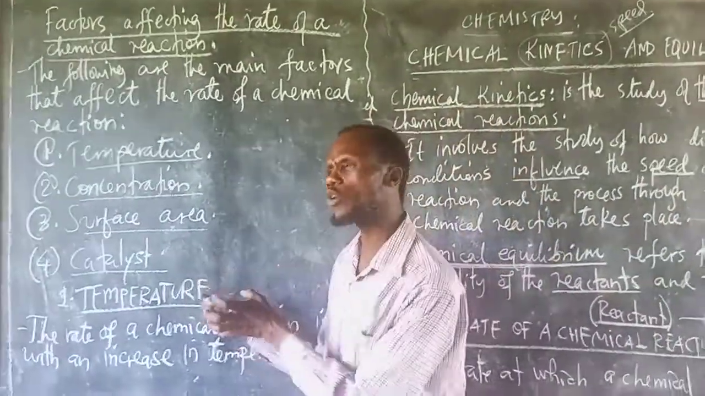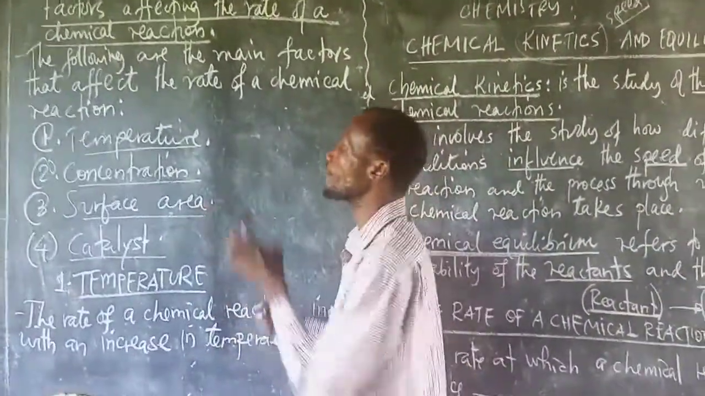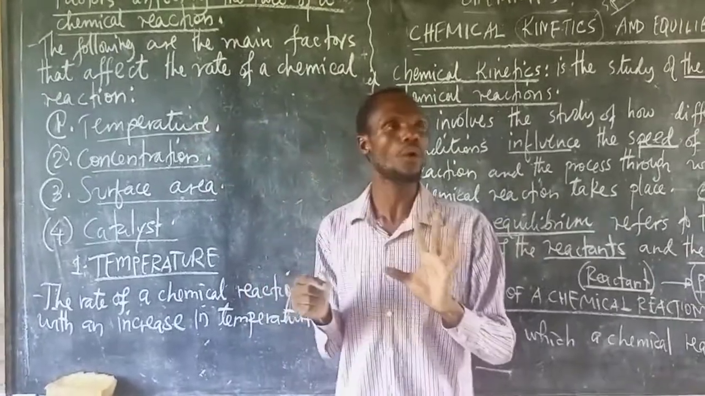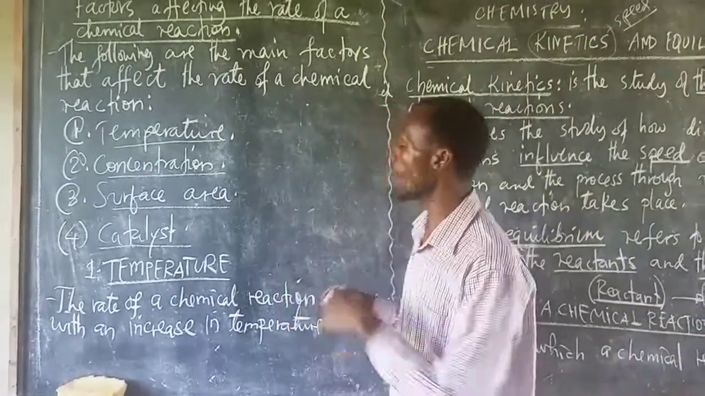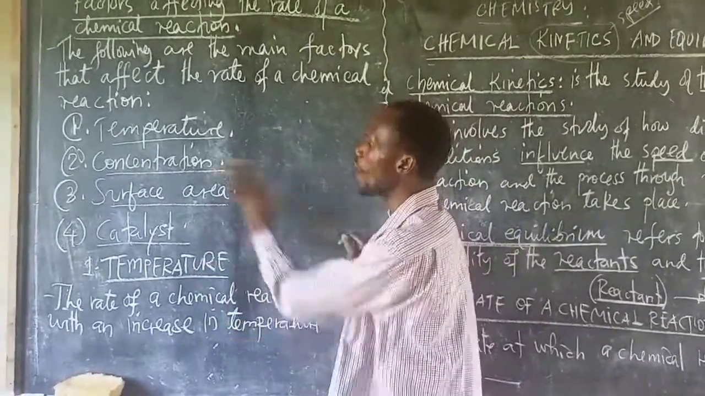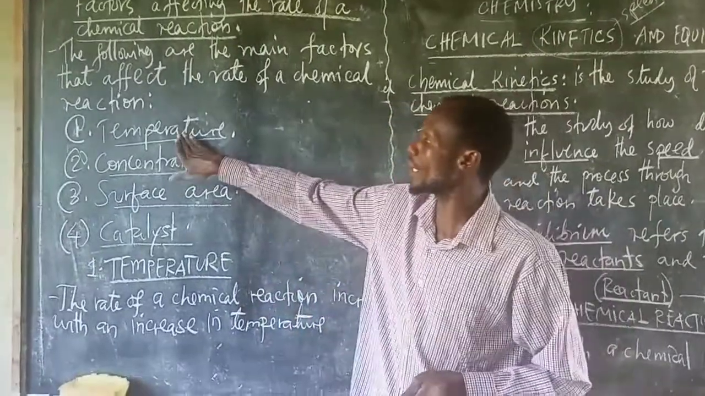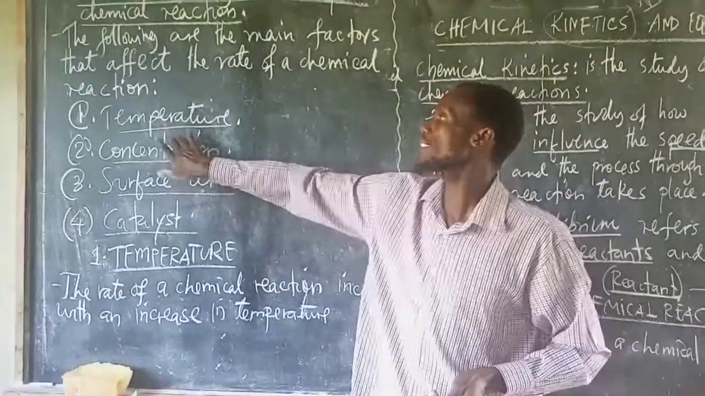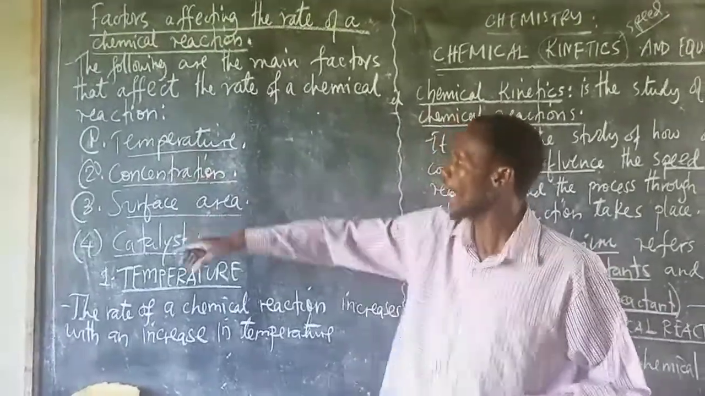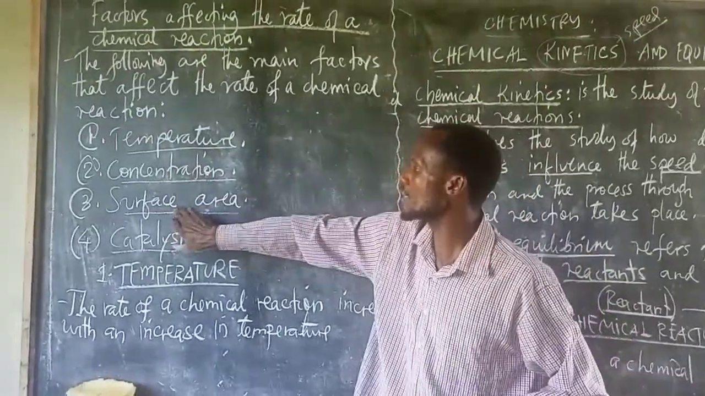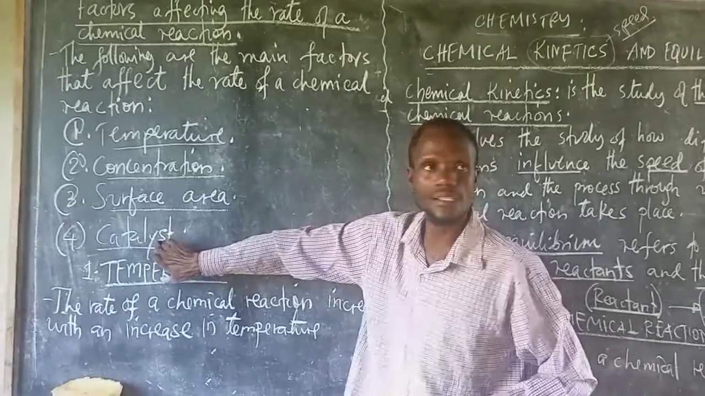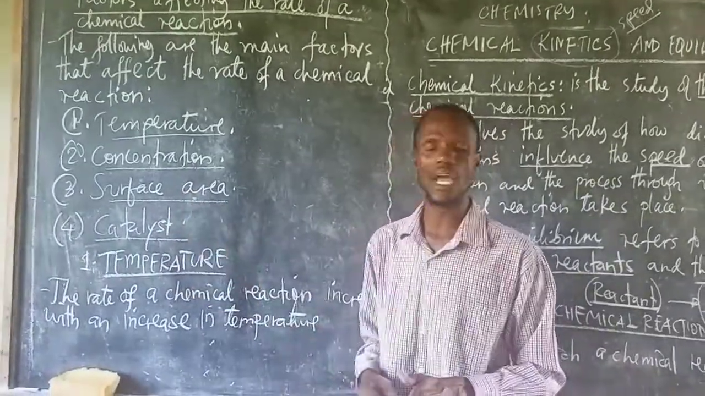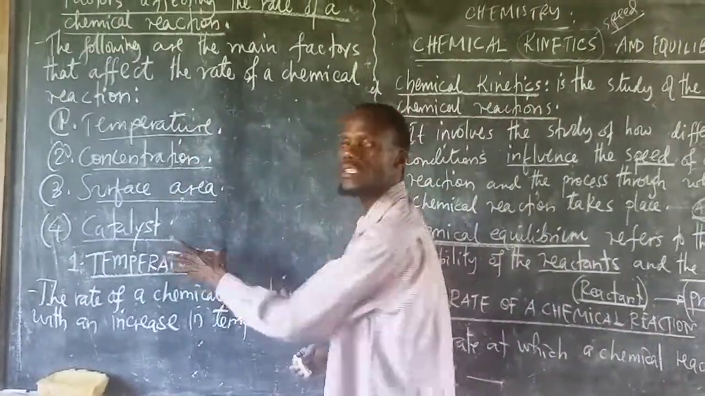And whenever you've been told to mention them, you have no limitation that you must start with temperature. No, that is not important. You can start with any one. But you have to know the difference between temperature and concentration as they affect the rate of chemical reaction, and the difference between concentration and surface area as well as catalyst. These are very important things to understand.